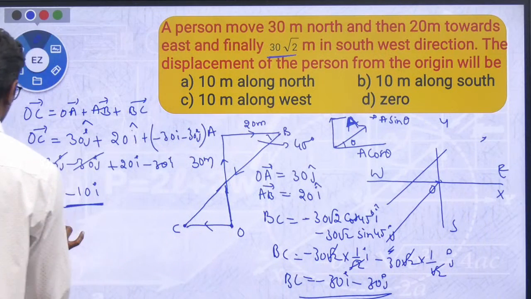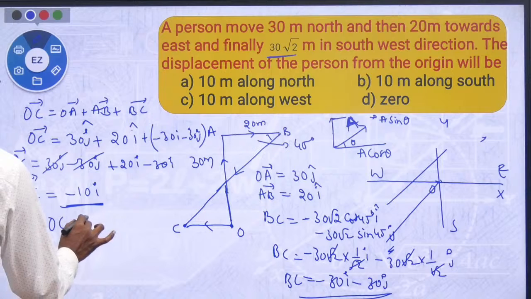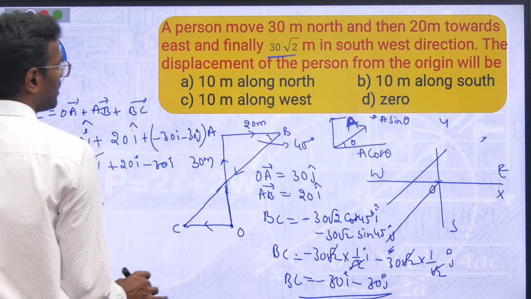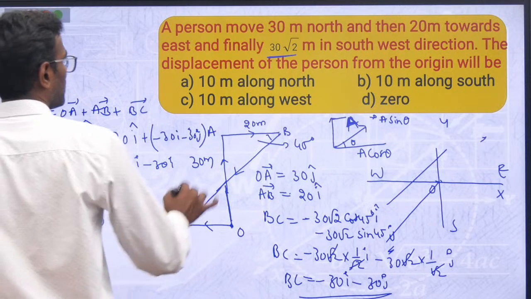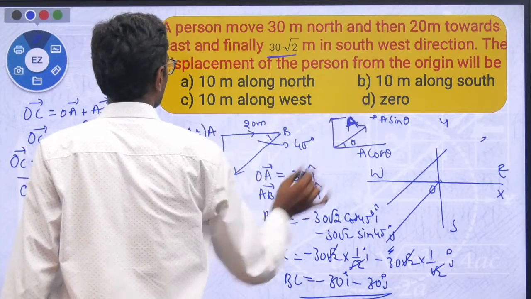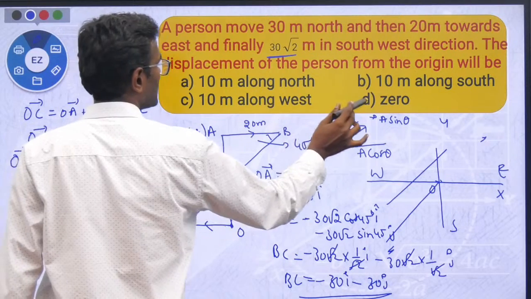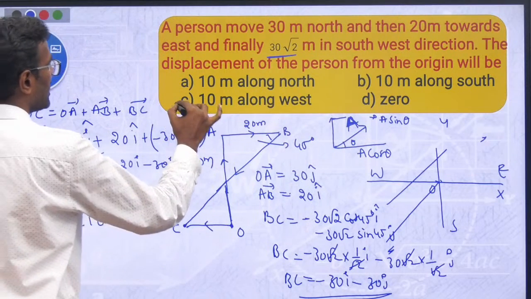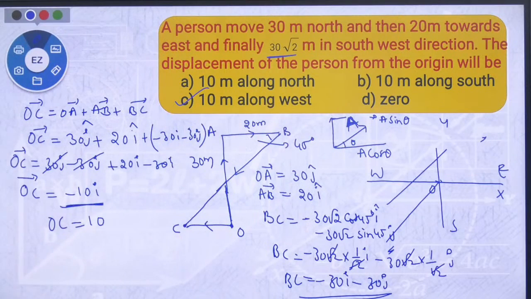So therefore the magnitude of the displacement is equal to 10 meters along west. Okay, 10 meters along north, 10 meters along south, 10 meters along west. So 10 meters along west. This is your answer. Please note this down.